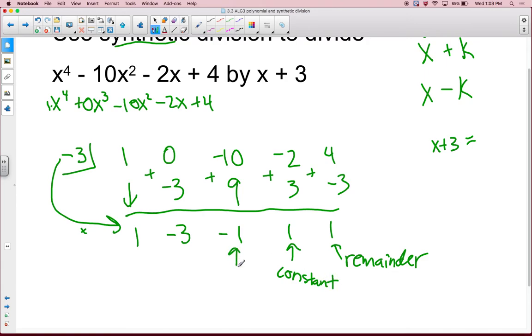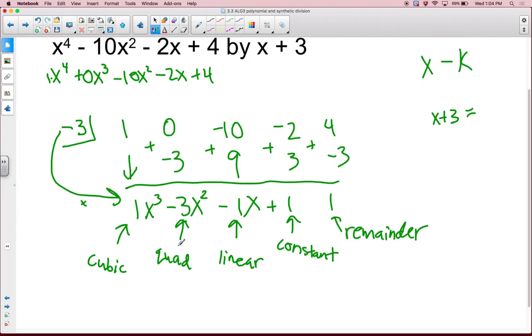This one will always be your linear term. The next one is your quadratic term, and the cubic term, if it has one. So we could put these in. This is x cubed, x squared for quadratic, x for linear, and our constant.